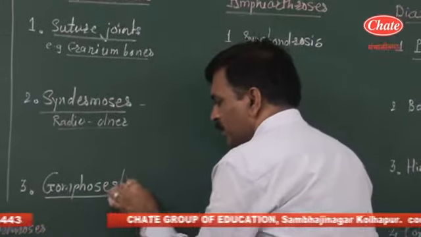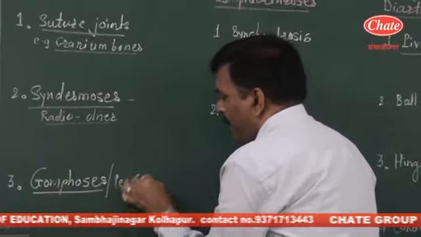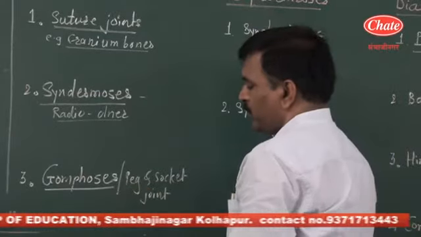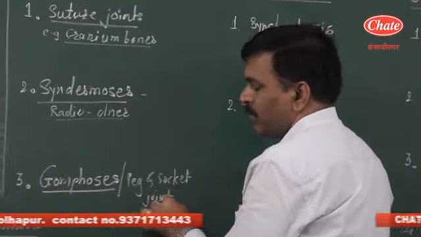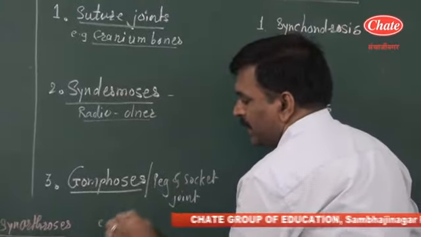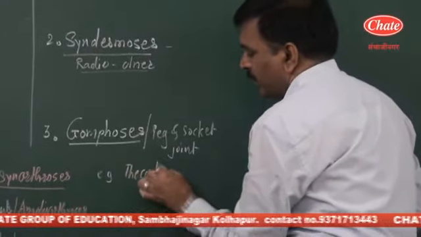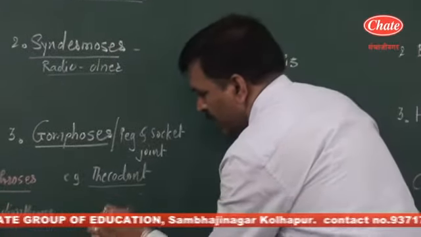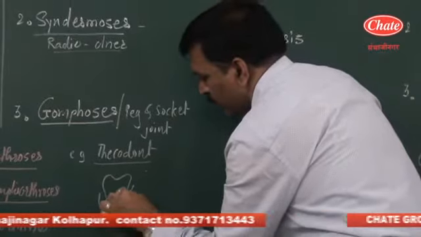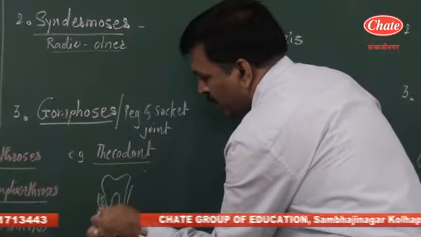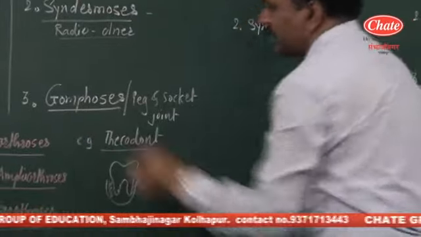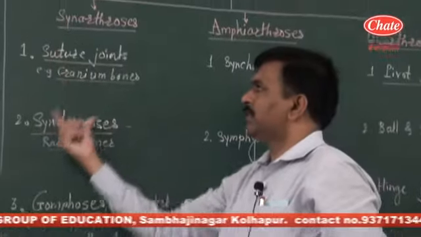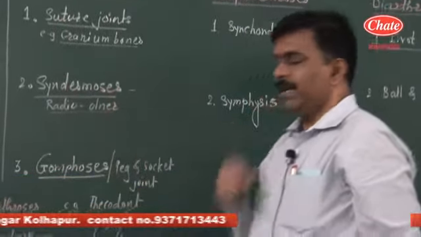This gomphosis is also termed a peg and socket joint, because the peg-like component of one bone is fixed into the socket-like component of another bone. An example is the thecodont condition. You know we have already discussed in nutrition that the thecodont condition means teeth embedded in the bony sockets of the jaw, connected by the periodontal ligament. So it is termed a gomphosis or peg and socket joint. So synarthroses are of three types: suture joint, syndesmosis and gomphosis.